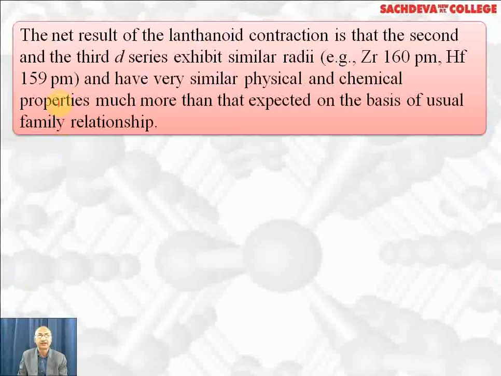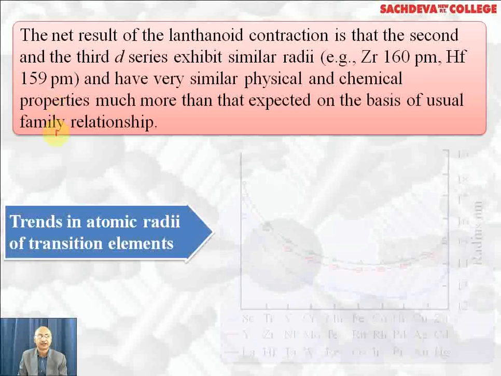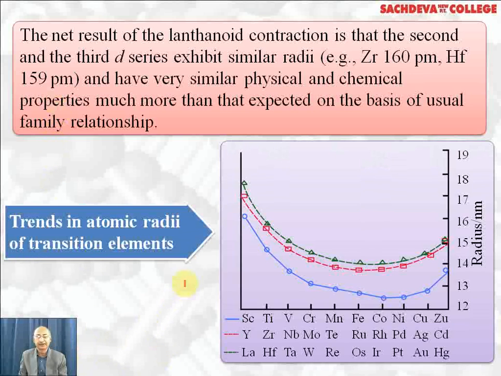The net result of lanthanoid contraction is that the second and third transition series have almost similar radii. Zirconium resembles hafnium, niobium resembles tantalum. They have similar physical and chemical properties, much more than expected. Trends in atomic radii. When we move from scandium to zinc, first they go on decreasing, and in the middle with iron, cobalt, nickel, they almost remain the same, and then in copper and zinc they go on increasing.